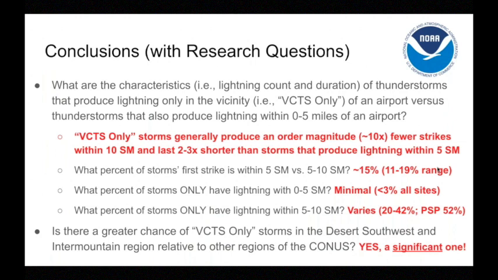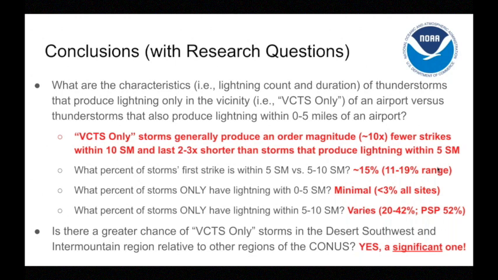So in conclusion, I'm going to answer some of those research questions that I had at the beginning. The first one, again, was: what are the characteristics of thunderstorms that produce lightning only in the vicinity of an airport versus thunderstorms that also produce lightning within 0 to 5 miles of an airport? We found that VCTS only storms generally produce about 10 times fewer strikes within 10 miles and last 2 to 3 times shorter than storms that produce lightning within 5.